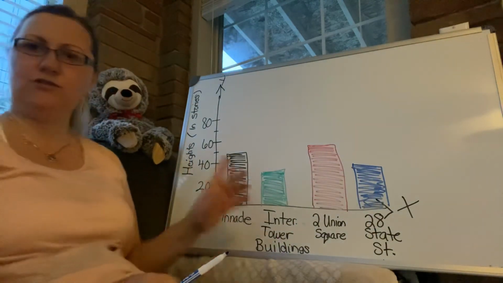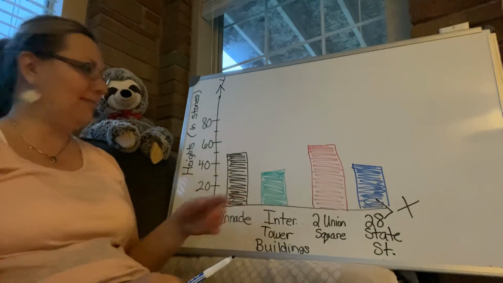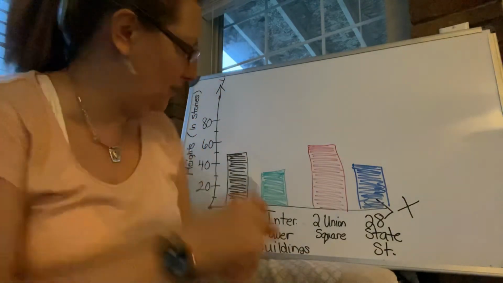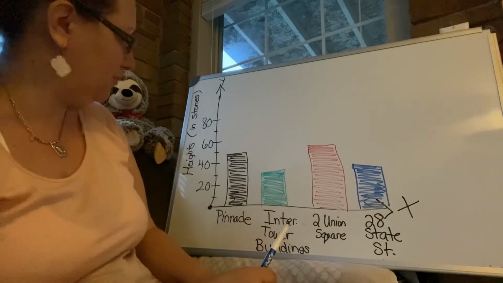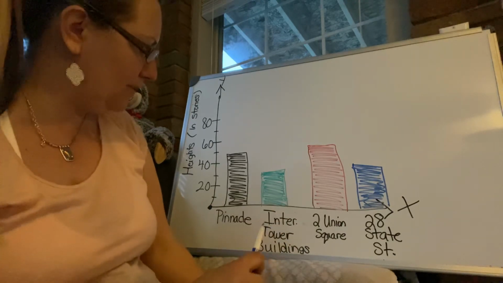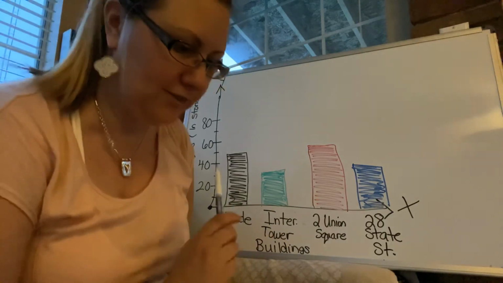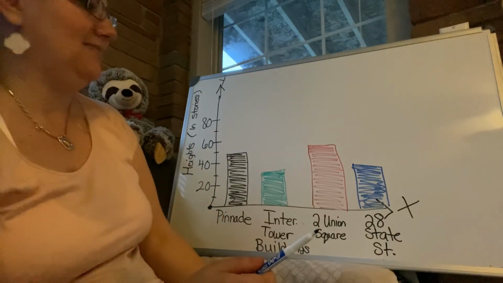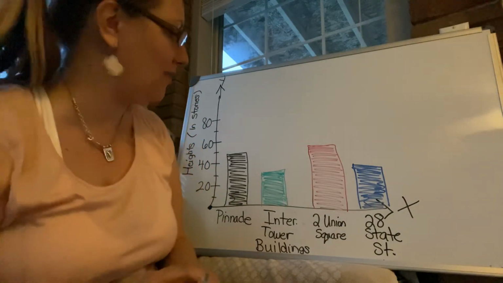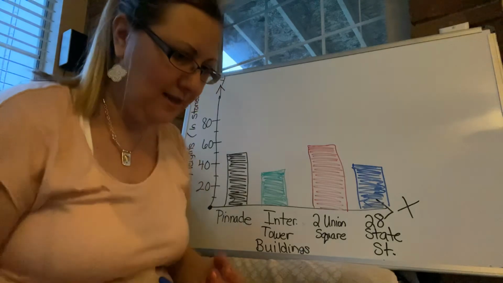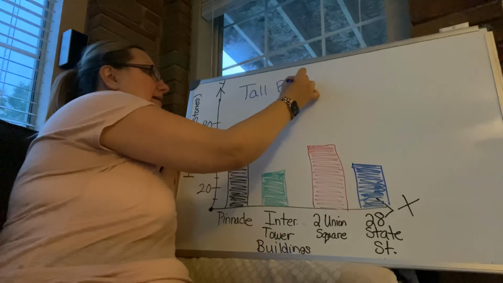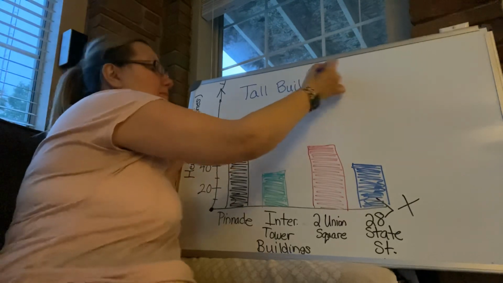Okay, so obviously now just looking at the data here, looking at the bar graph, we could answer some questions very easily. We are not asked any questions, but I could ask you, what is the tallest building? It's 2 Union Square. What's the shortest building? Interstate Tower Building, excuse me, and so on. So we can do that. Now, of course, there's one other thing that a bar graph always has, which is a title. And this was called Tall Buildings in America. So go ahead and put that on your bar graph too.